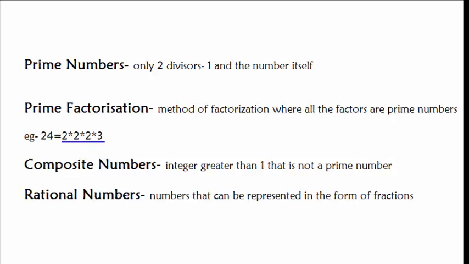We all know what fractions are. A fraction is a number of the form a by b, where a and b are integers. Also b cannot be 0, otherwise it will be undefined. So in a fraction a by b, a is the numerator and b is the denominator. What are rational numbers? Numbers that can be represented in the form of fractions are called rational numbers. Example: 15 by 14, etc.